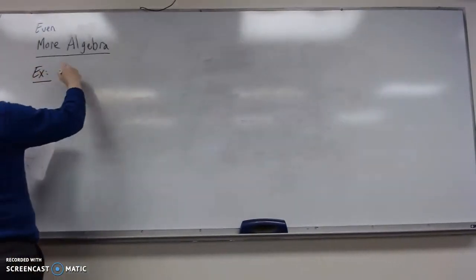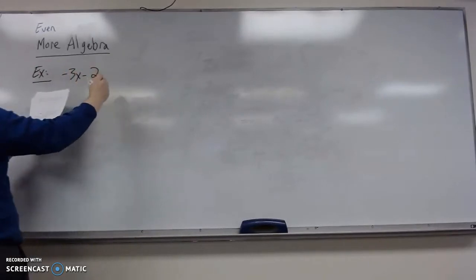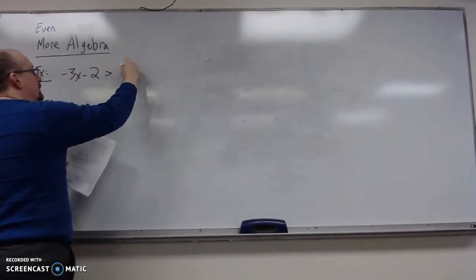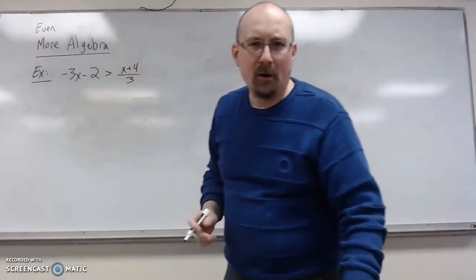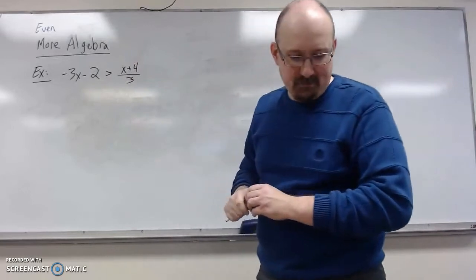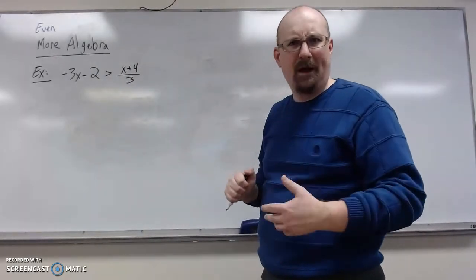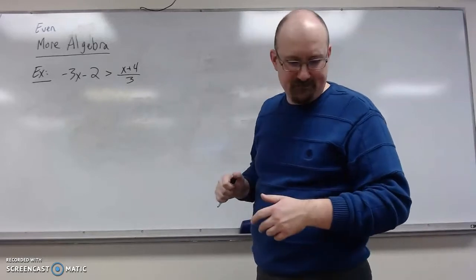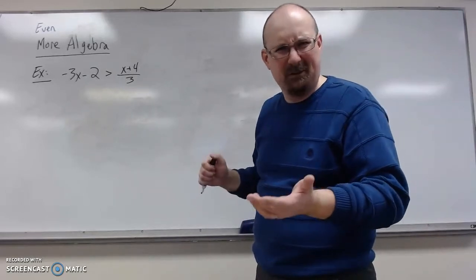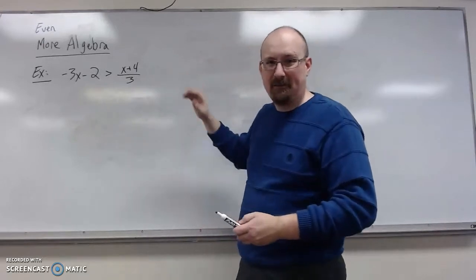So, we have negative 3x minus 2. Then we have x plus 4 over 3. And we have a greater than symbol stuck in there. Note the lack of or equal to. That'll come into play momentarily. You may have noticed the directions also say something about graphing the solution set. We'll see what that looks like in a minute. Let's do the algebra first.